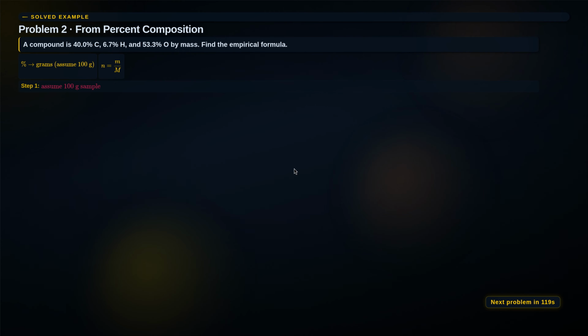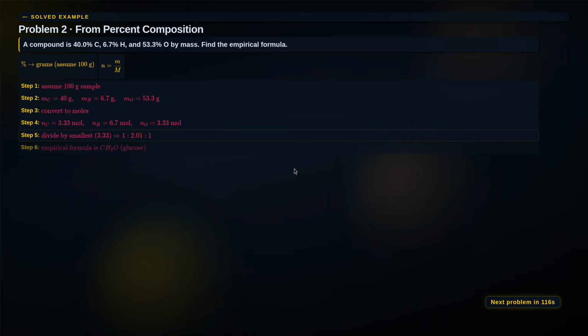Problem 2. Find the empirical formula from percent composition. A compound is 40.0% carbon, 6.7% hydrogen, and 53.3% oxygen by mass.